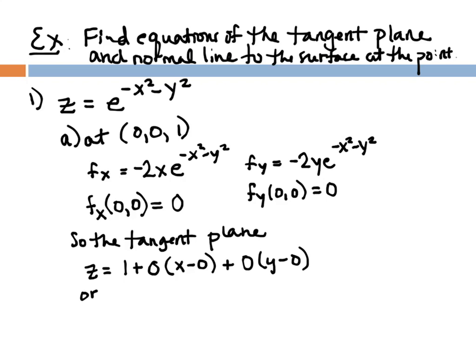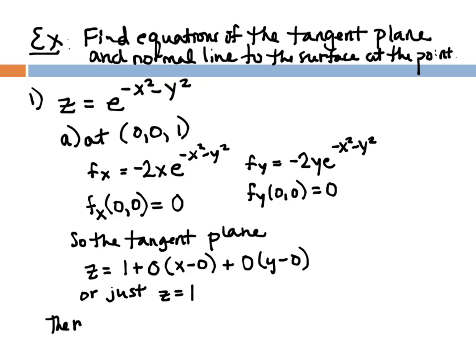Or more cleanly, we could write that how? Yeah, that's just z equals 1. So if you think in 3 dimensions, this is really like a horizontal plane. We usually think of our z-axis going up and down, so this is like the ceiling, right? This is a horizontal plane at a height of z equals 1. All right, we also have to do the normal line.